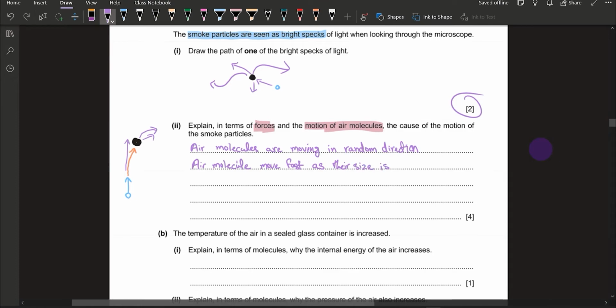Their size is relatively small. Now what happens is this air molecule will go and collide with the smoke particle. Here we can see in this illustration as well. So we can write down here: air molecule collide with smoke particle, applying force on it.